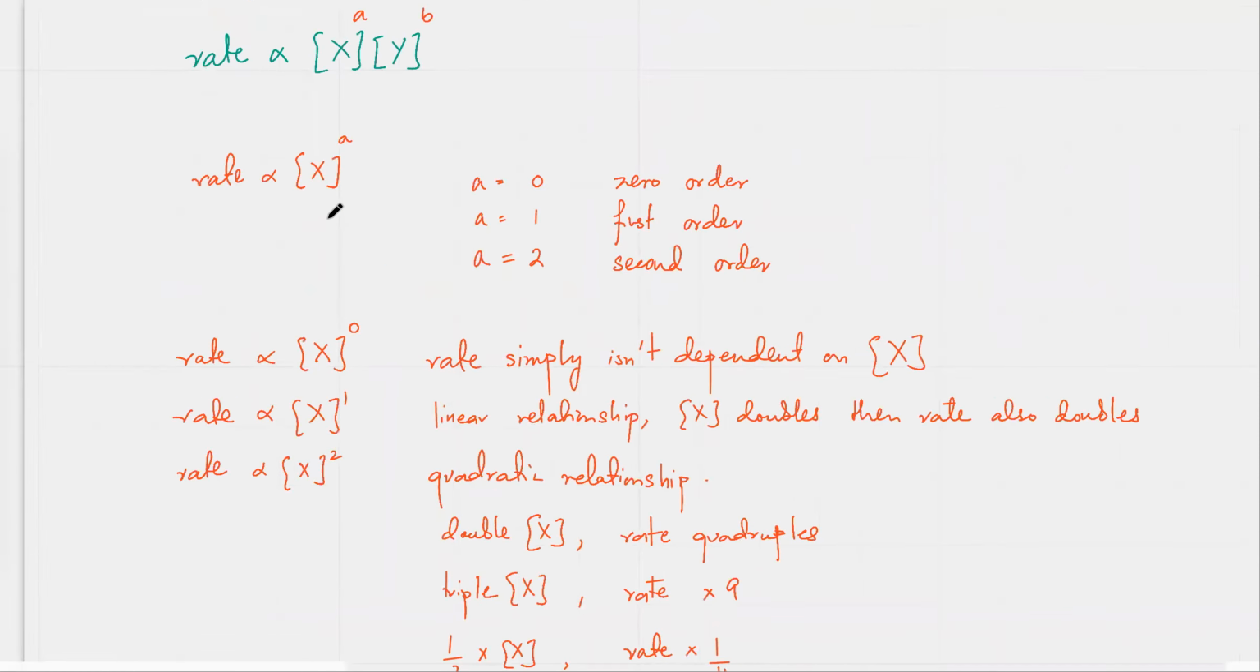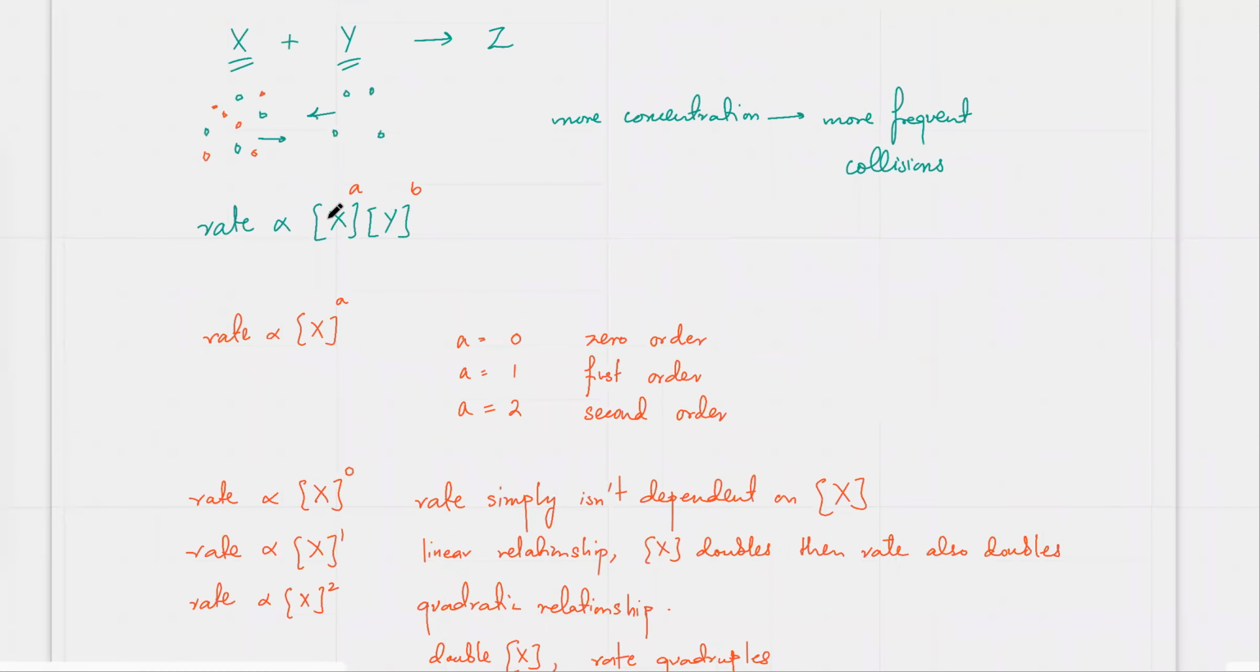So whenever you see a reaction, remember the rate is not dependent in a simple way on the concentration of X or Y. It has a power, it has an order, and that determines the relationship between the reactant concentration and the rate. Is this clear?